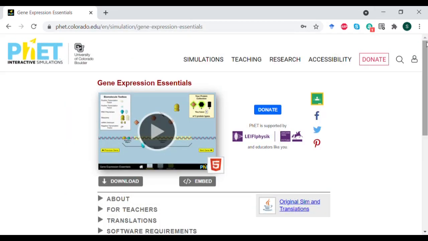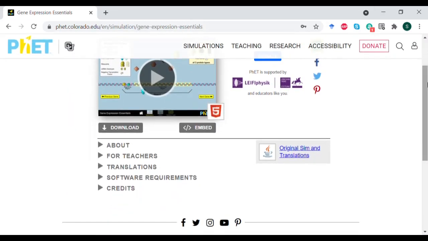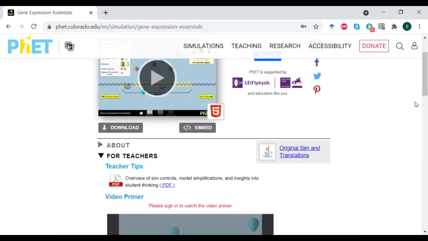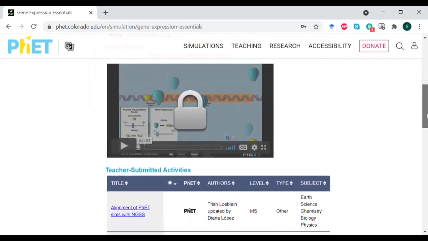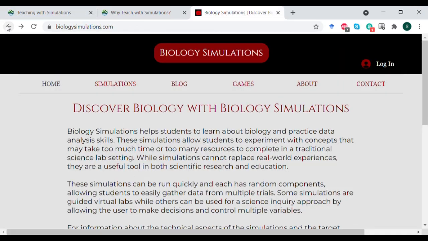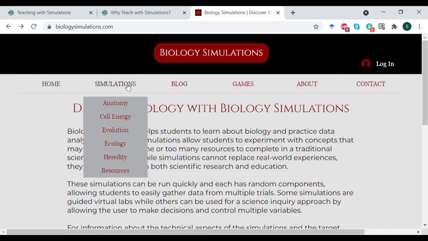Now, I did not know what was going on in that simulation. Fortunately, PhET have resources for teachers. It is a free website. You just have to register, and you will then have access to the teacher tips and the video that will show you what can be done. Another source of simulations, or another place, is the biology simulations.